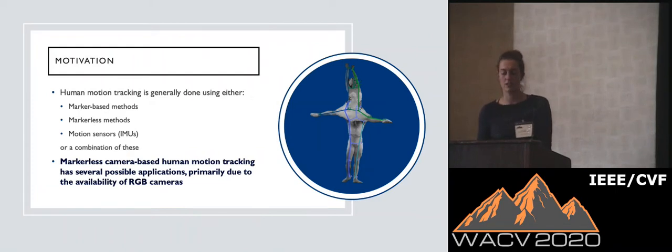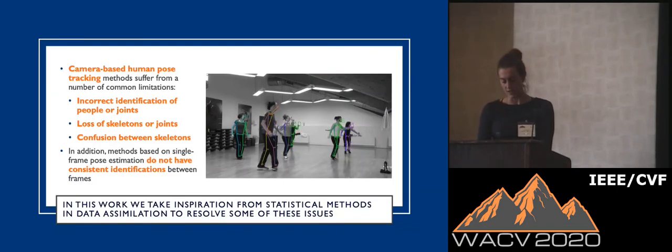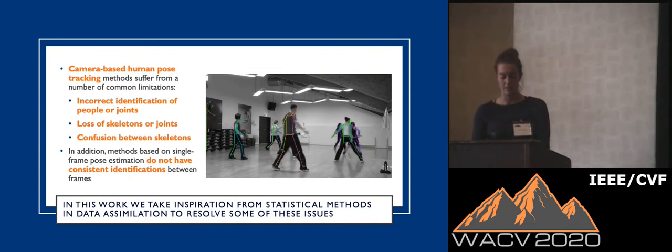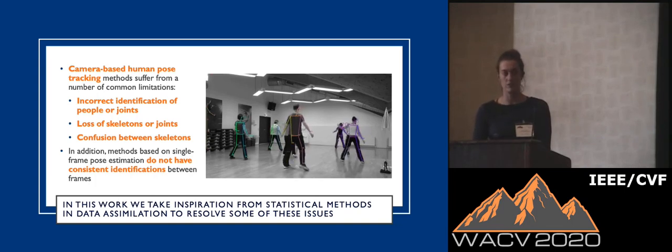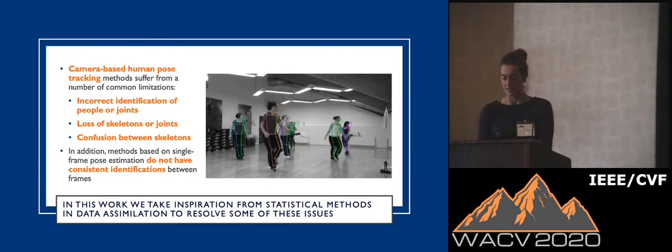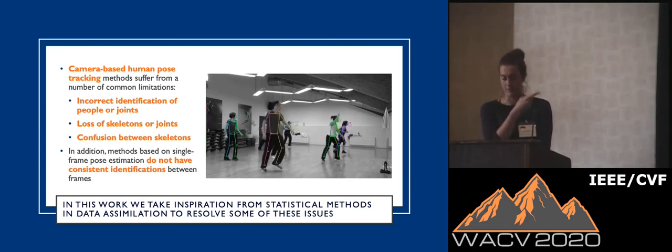So human motion tracking is generally done using either marker-based or markerless cameras or motion sensors like IMUs. These are also sometimes combined. The advantage of markerless methods is that there is no requirement for the subject to wear any additional clothing or markers or sensors. RGB cameras are also readily available. In camera-based tracking, though, we often have incorrectly identified people or joints. We lose track of joints or even whole skeletons, and we often confuse joints between skeletons or left and right sides. So you can see this in the clip on the screen, even in the person in the middle.